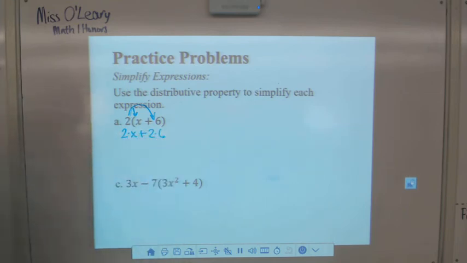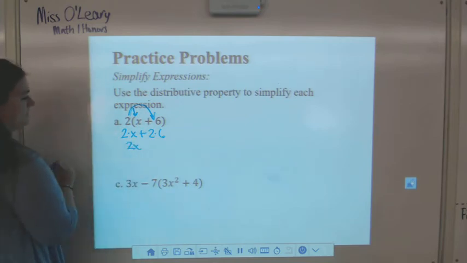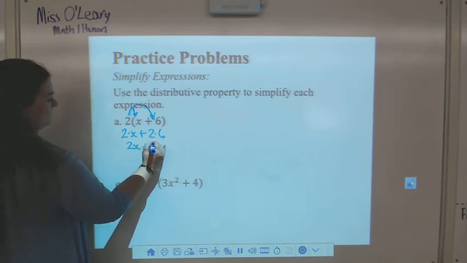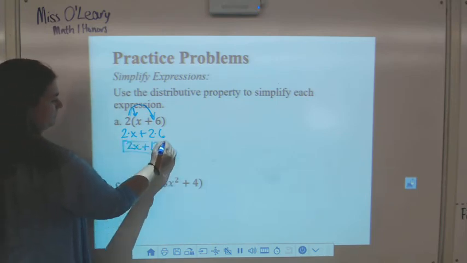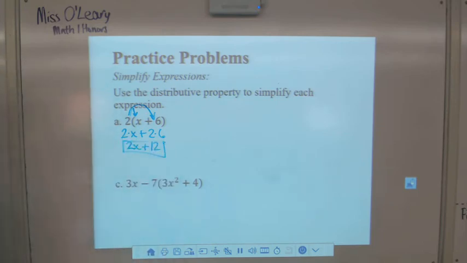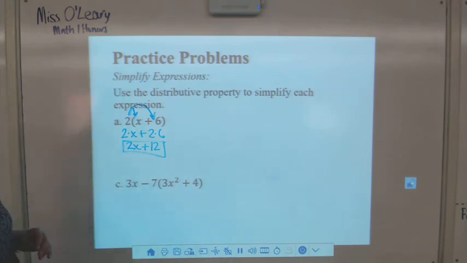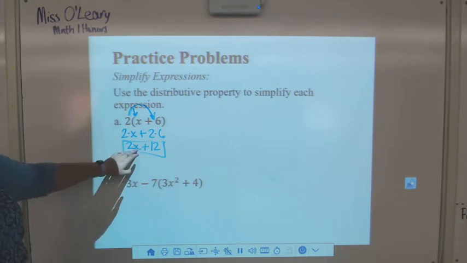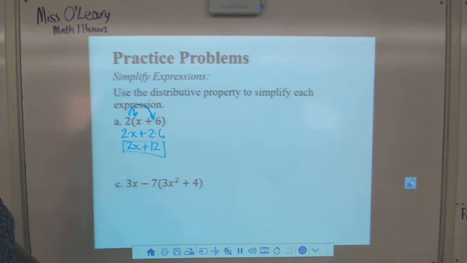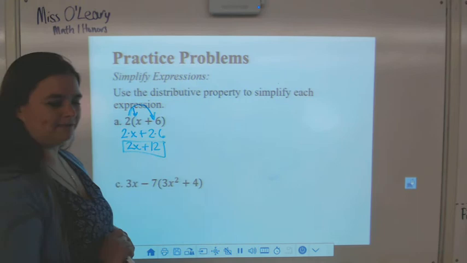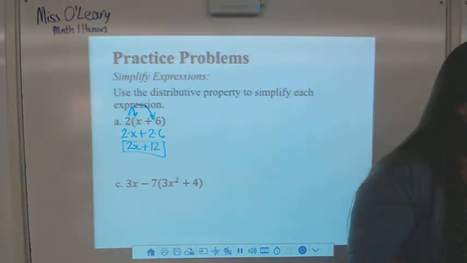Now I can simplify this expression a little bit farther. 2 times x, in algebra I would just write as 2x. 2 times 6 is 12. And at this point I'm done. I can't simplify any farther because 2x and 12 are not like terms. To be a like term, it needs to have the same variable raised to the same power, and 12 doesn't have any variable attached to it, so it is not a like term.